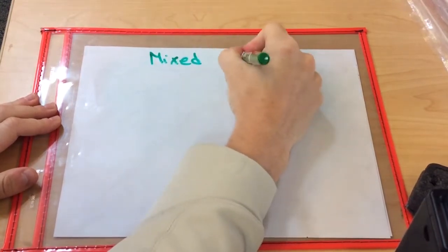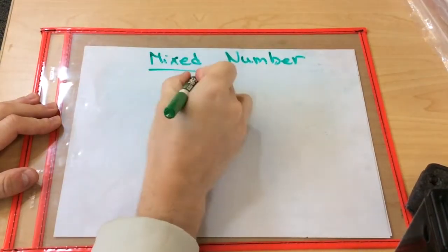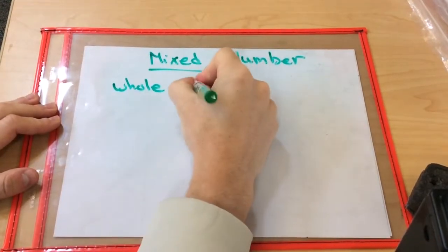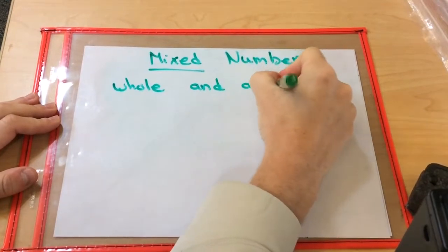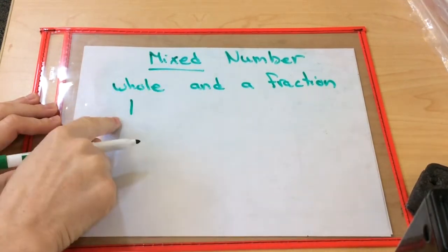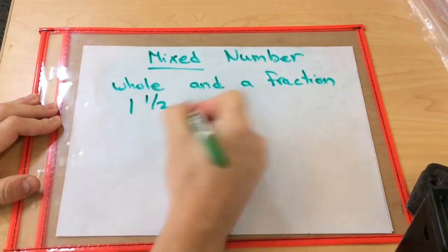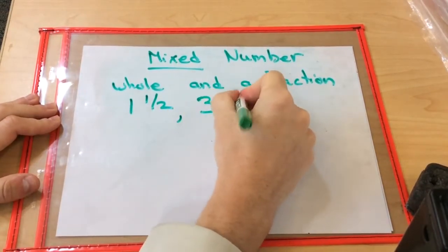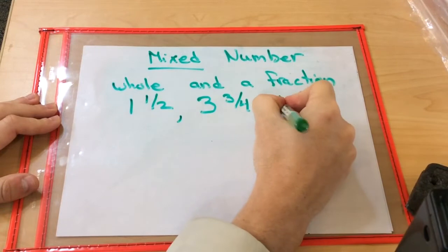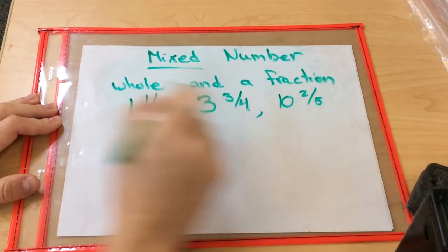Before we get started, it's really important that we have a clear idea of what a mixed number is. A mixed number is a mix of a whole number and a fraction. So for example, I might say I have 1, that's my whole, and 1/2, my fraction. I might say 3 and 3/4. I have my whole number and my fraction. Or I might say 10 and 2/5. Whole number, fraction.